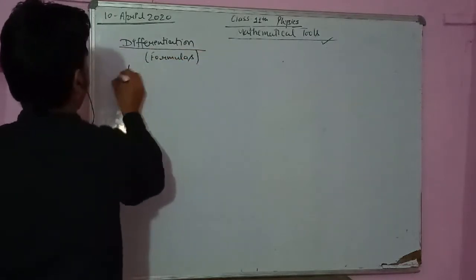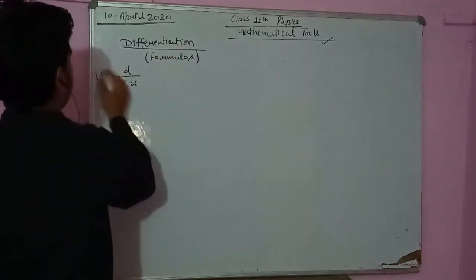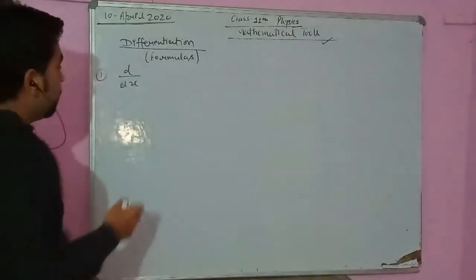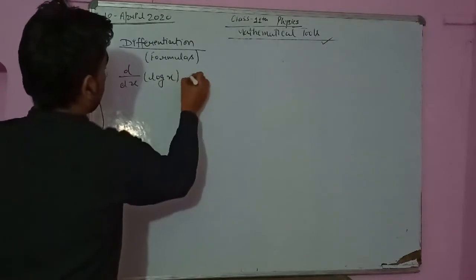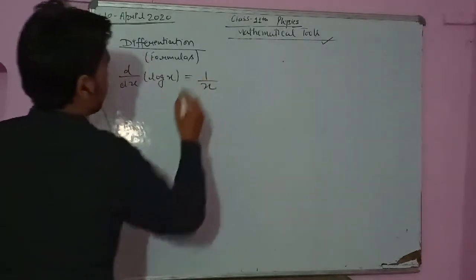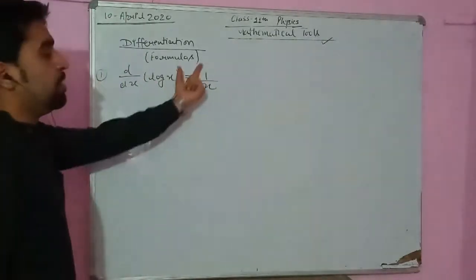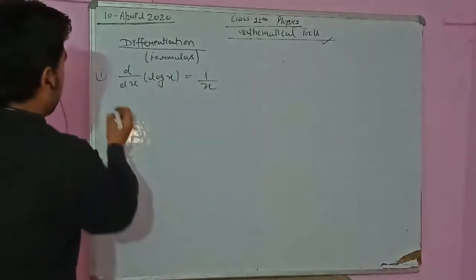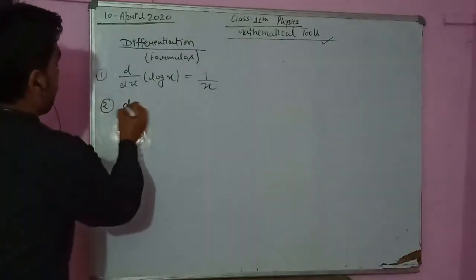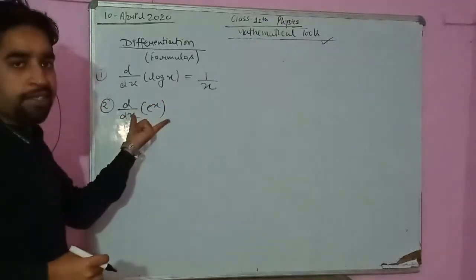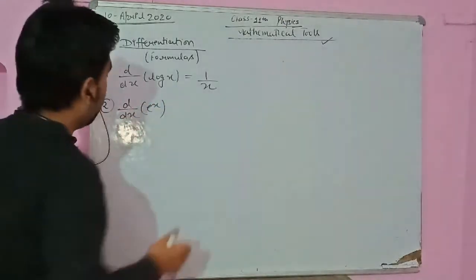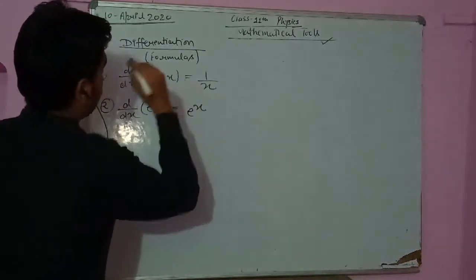So d upon dx, this is the differentiation sign. Suppose we have a function in the form of log. Okay, log is a function. So you will get 1 upon x. The differentiation of log x is 1 upon x, you have to learn it. Okay, suppose we are differentiating e power x. e power x is known as the exponential function. So you will get e power x only.